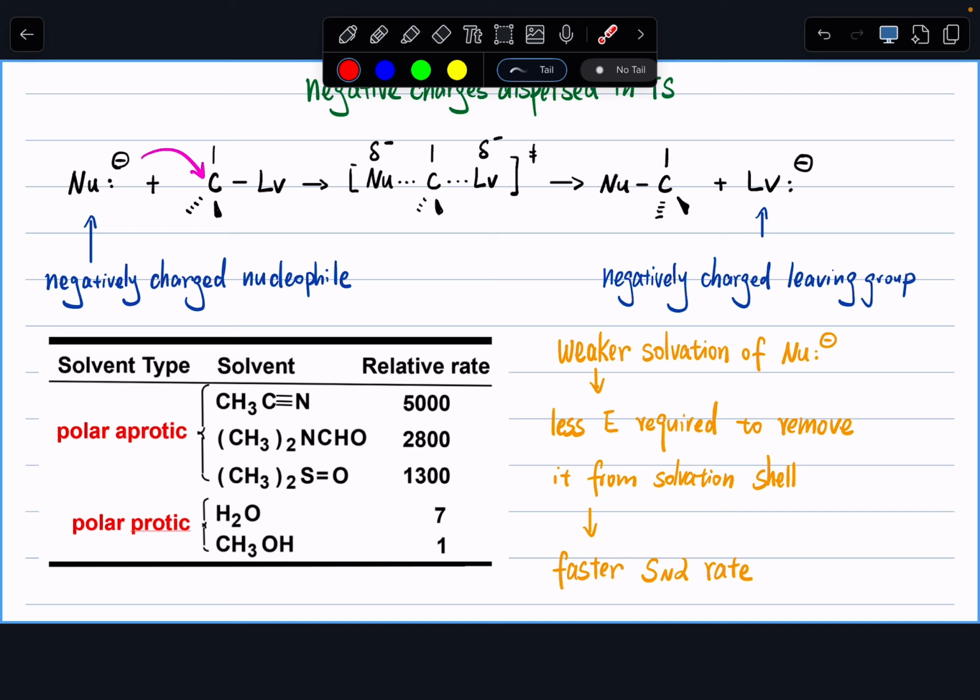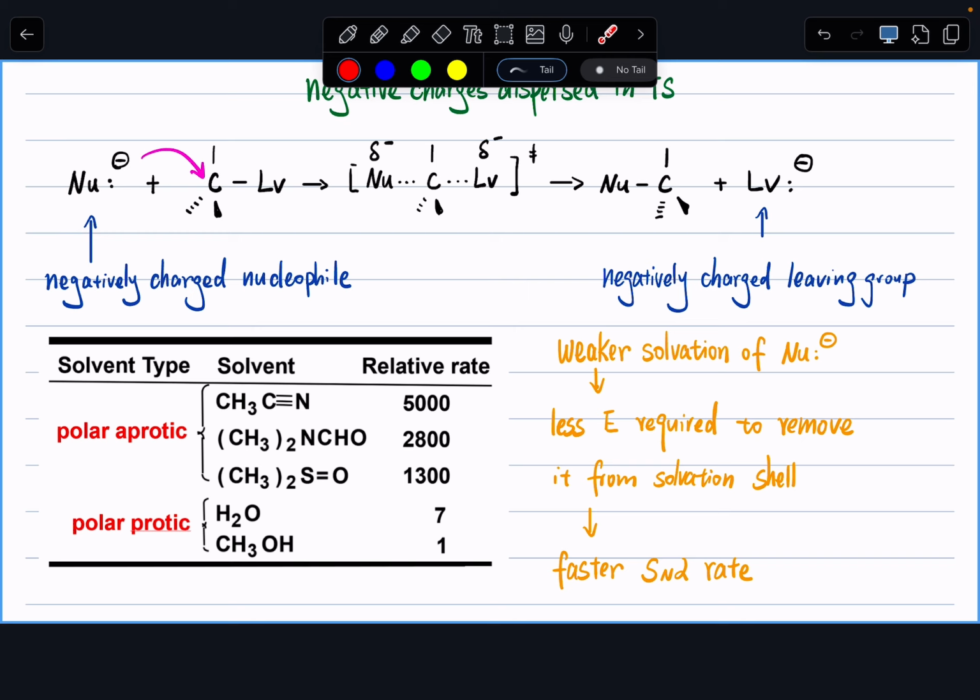With me so far? That is why we say that the SN2 reaction mechanism typically favors polar aprotic solvent. The aprotic solvent does not form hydrogen bonds with your nucleophile, and hence it is easier to remove the nucleophile from the solvent cage and promote the SN2 reaction mechanism. We'll talk about SN1 very soon.